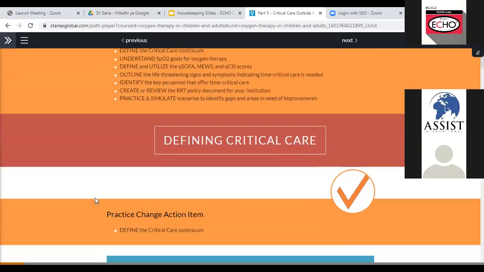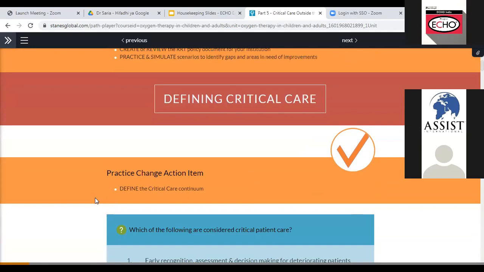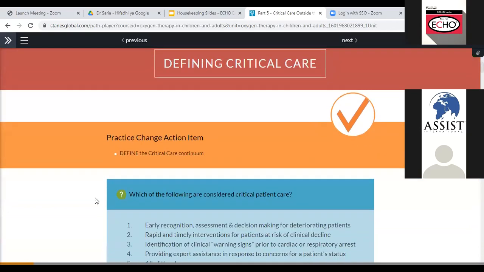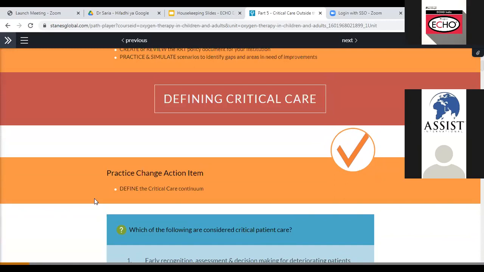So starting with the definition of this terminology, I would like to welcome Dr. Rebecca, who is going to take us through the first session of these objectives, about the definitions of the critical care continuum and the issue of oxygen therapy and the target SpO2. Dr. Rebecca, you're welcome. Thank you so much, Saria. Good afternoon, everyone. As I've been introduced, I'm Dr. Rebecca, and I'm going to take you through the first part of this presentation.